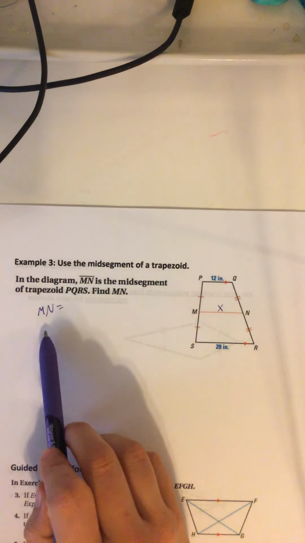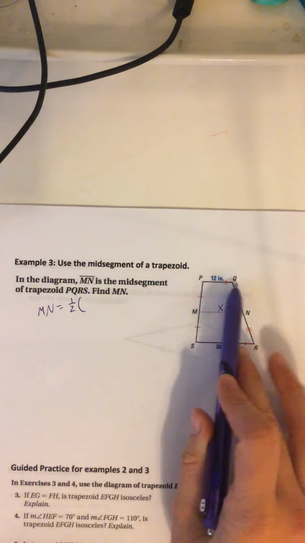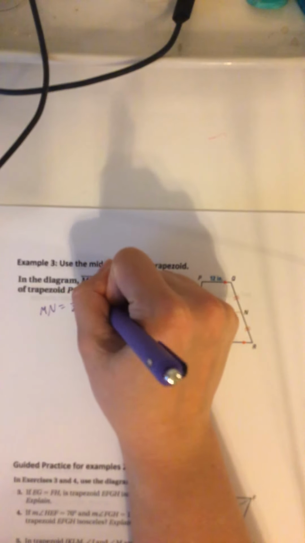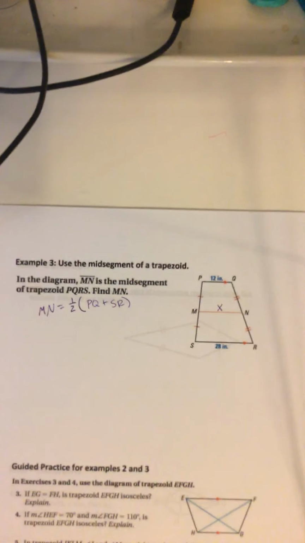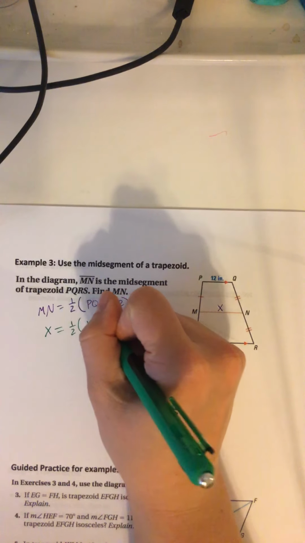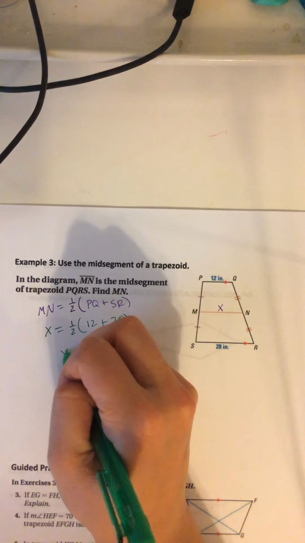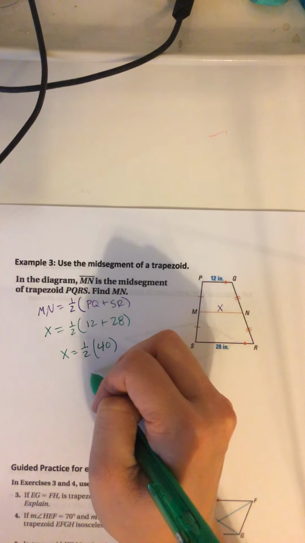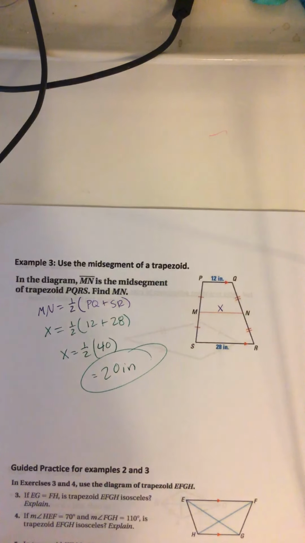Since MN is my mid-segment, I know it's going to equal 1/2 the sum of the bases, so PQ plus SR. So then plugging in what I know here, well, MN's X, got my 1/2, PQ is 12, plus SR is 28. Well, 12 plus 28 is 40. 1/2 of 40 is 20. So there's the length of my mid-segment.